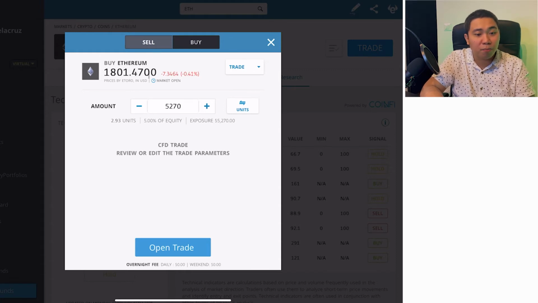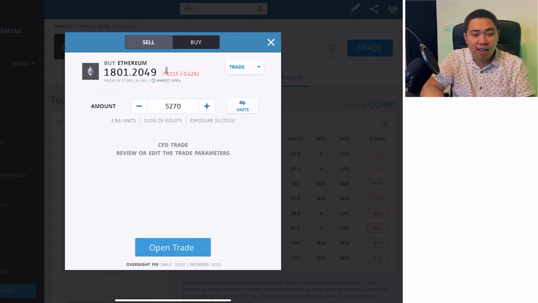Remember, the certain price here is the price as of the moment in time, so it can fluctuate, and it also includes what we call spread. This is the way that the trading platform eToro actually earns money. There's a small markup versus the actual trading price of Ethereum that will yield them profit so that they can fund operations and also cover business costs.